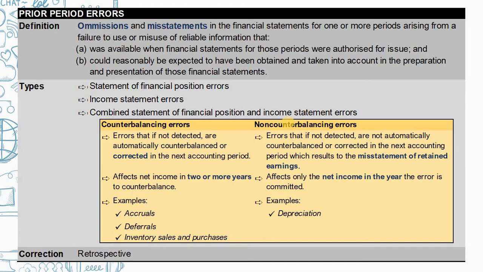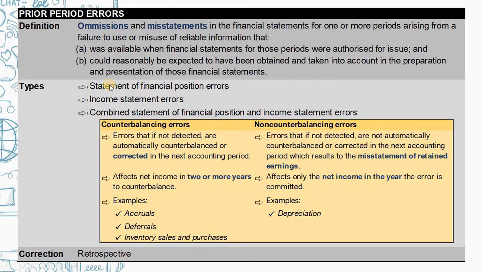This is the combination of statement of financial position and income statement errors. This time, the error does not affect only one statement. It affects both the statement of financial position and the income statement. That is why this is the most difficult among the three. So let us first discuss counterbalancing errors.